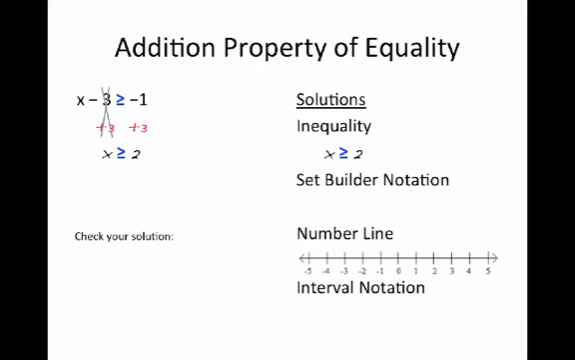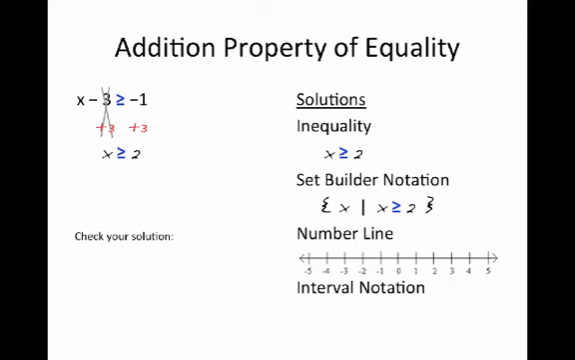I transferred that to the right side of the screen. We can also write that same solution in set builder notation by using curly brackets. This says that x can be any real number such that x is greater than or equal to 2.